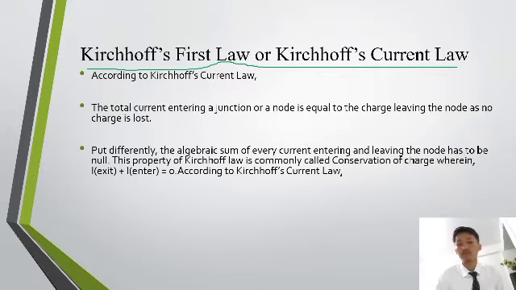This property of Kirchhoff's law is commonly called conservation of charge, wherein current leaving plus current entering equals 0, or in other terms, we can say that the leaving current is equal to the current entering the node or the junction. So this is Kirchhoff's current law.